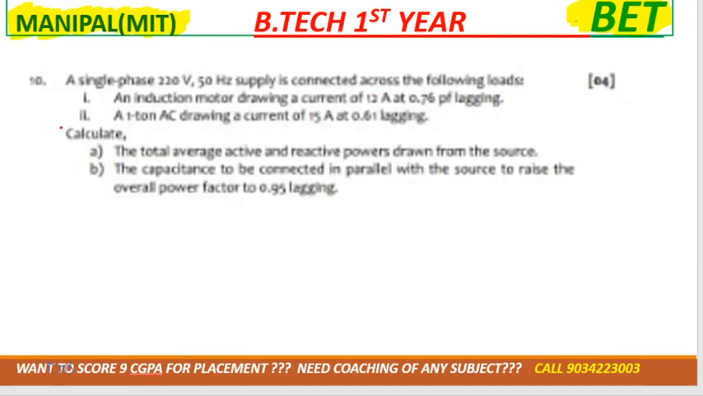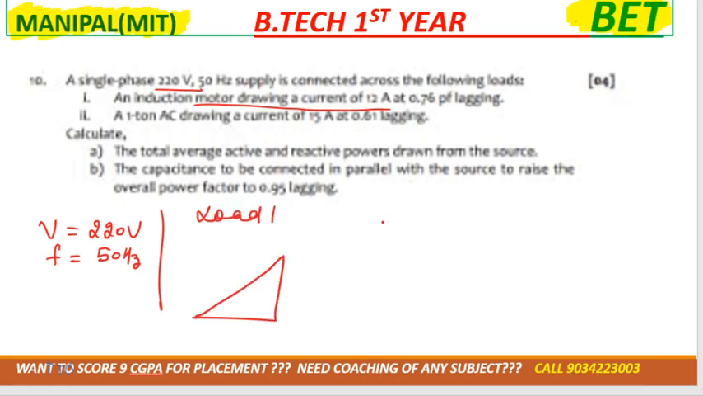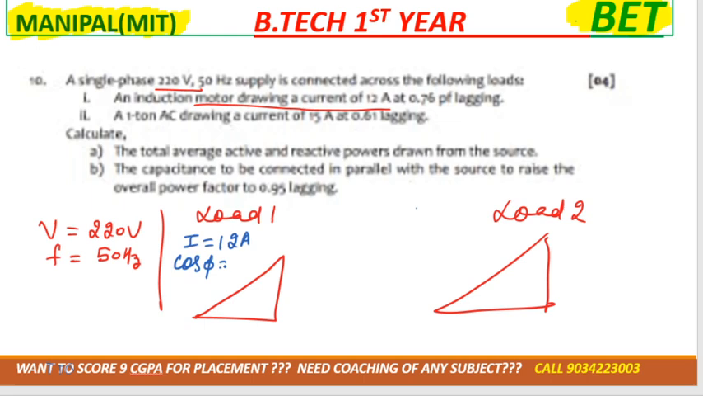See, this is the question from your question paper. In this they said a single phase voltage is 220 volt and frequency is 50 hertz, right? We'll have the motor drawing a current. Load 1 will have two load 1 draw power triangle. For load 1 will have load 2 draw separate power triangle for load 2. Okay, they said this load 1 is consuming current that is 12 ampere and cos phi is 0.76. So can we get power for this particular load?